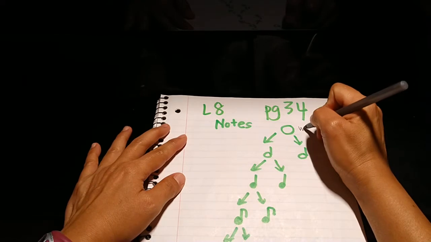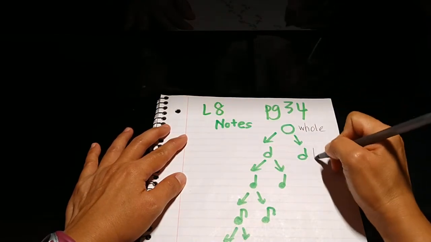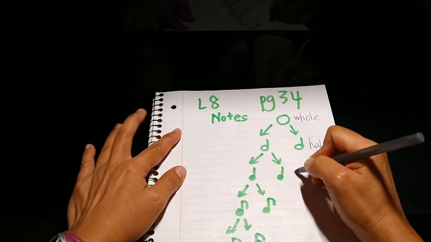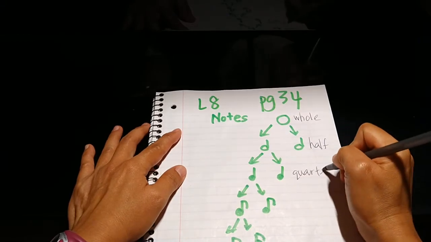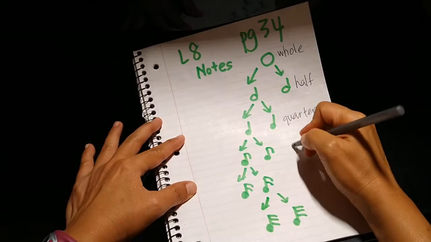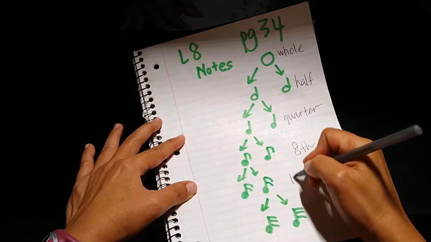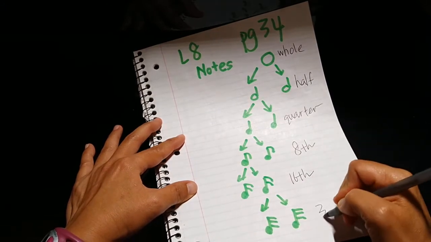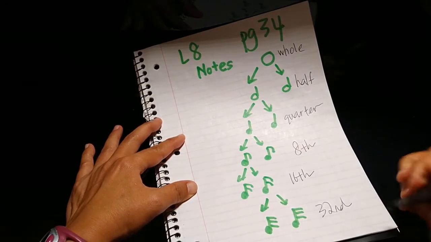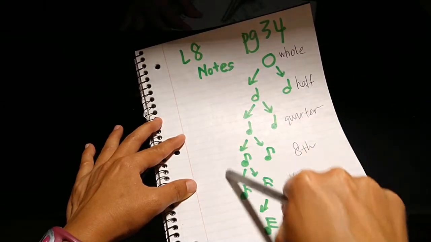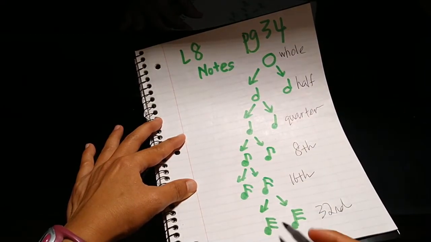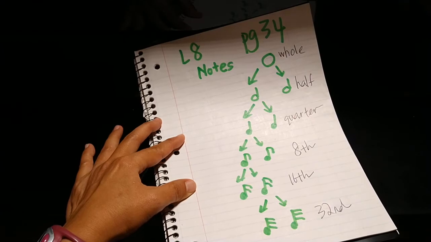So I'm going to change the color. This is called a whole note. This is called a half note. This is called a quarter note. This is called an 8th note. This is a 16th note, and this is a 32nd note. Okay, once you understand this concept, what you need to do is look for the most complicated part.